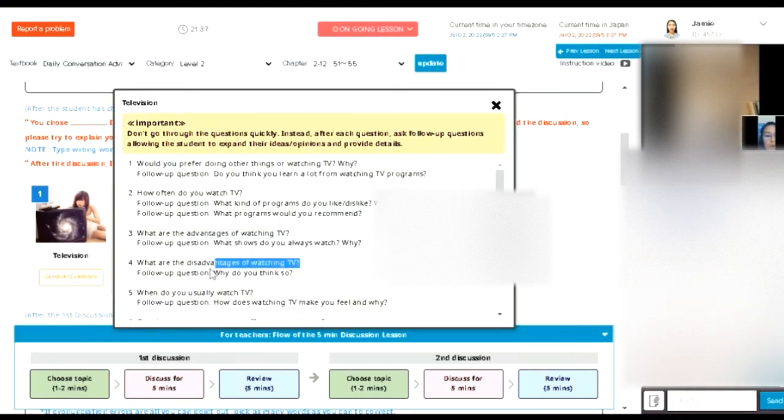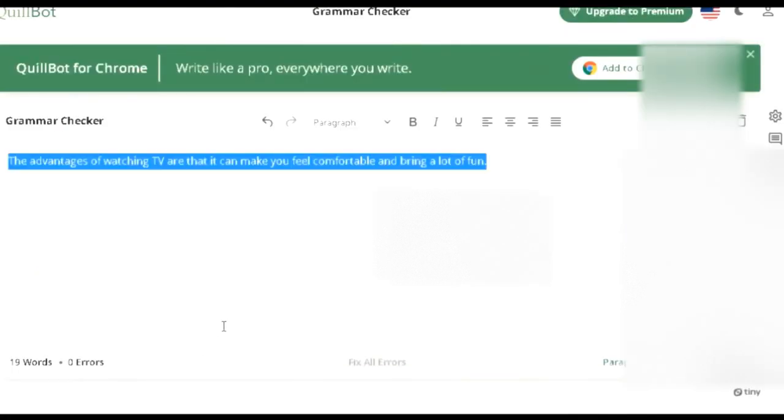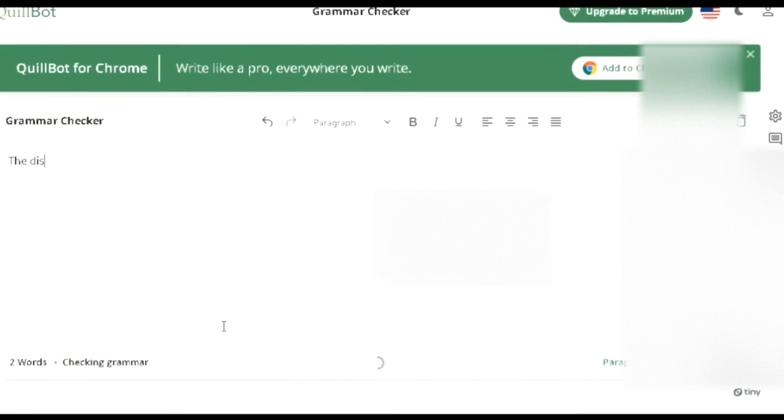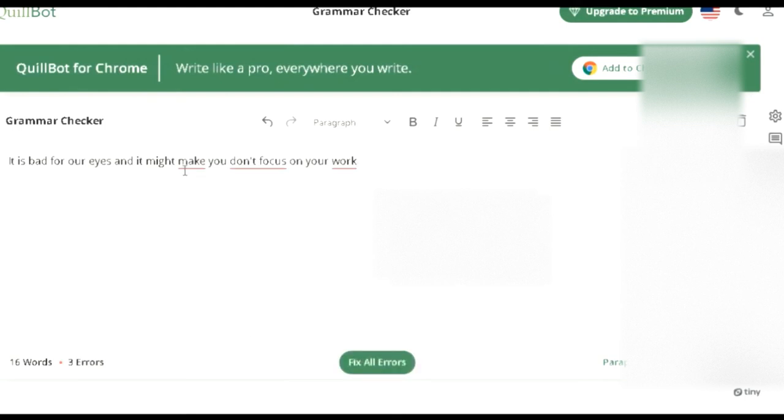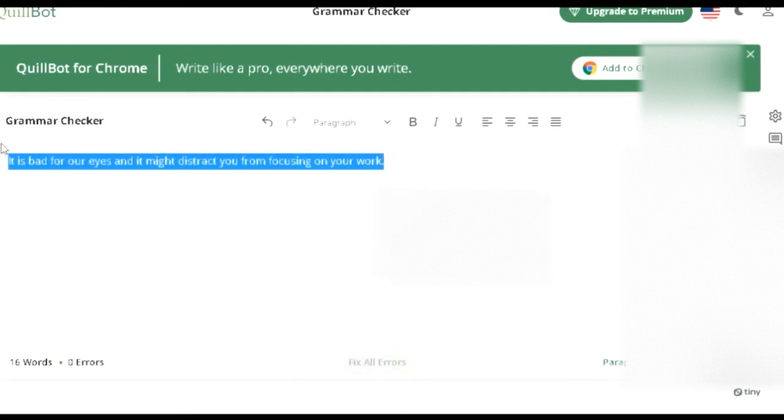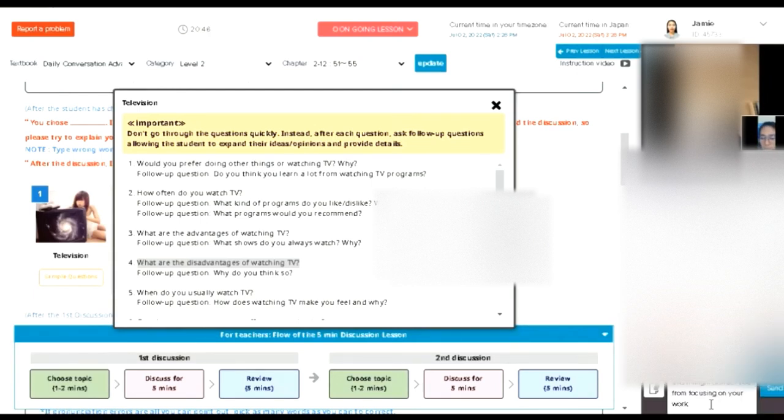Okay, this one. What are the disadvantages of watching TV? Disadvantages. It is bad for your eyes. And it might make you not focus on your homework. Okay. Focus on your work. Okay, that's it. Yes. Okay. So I'll type it into the chat box.